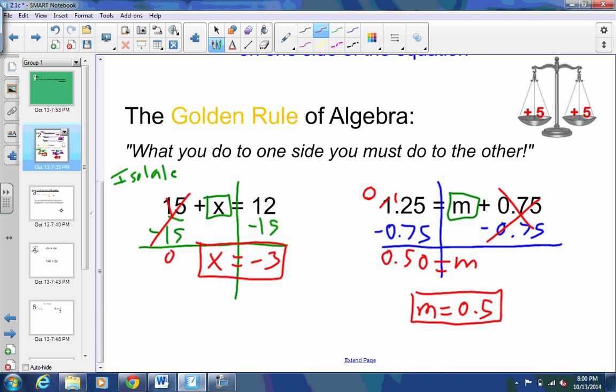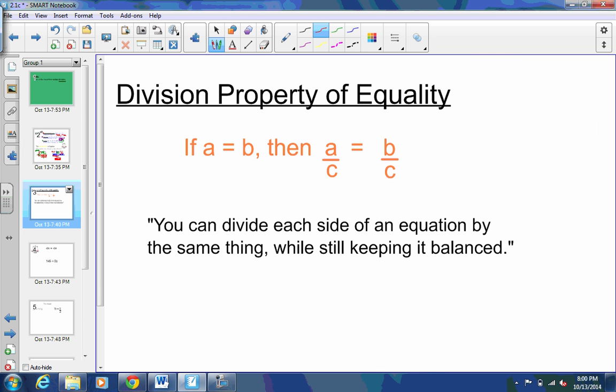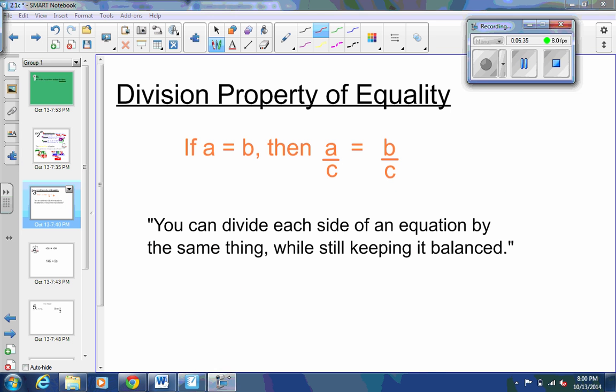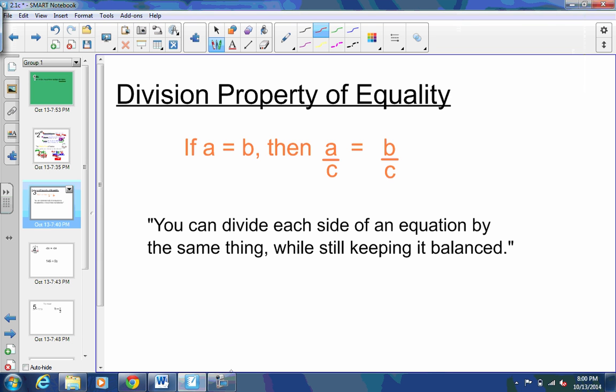So what we're going to do today is use this new property. It's called the division property of equality. Now, the division property of equality is very similar to both the addition and subtraction ones, only we're using division for this one. Makes sense.